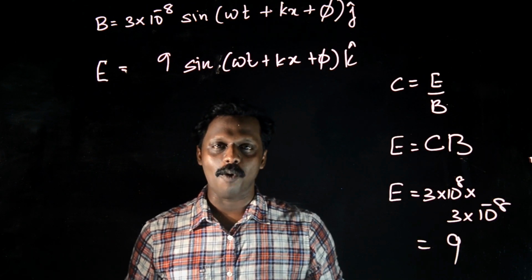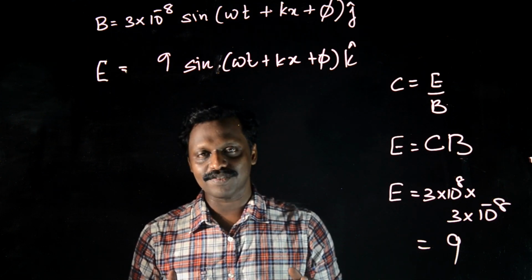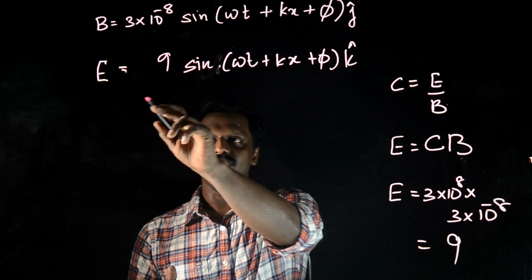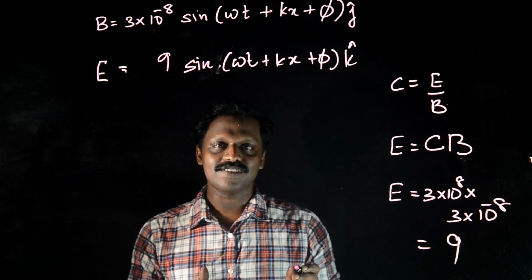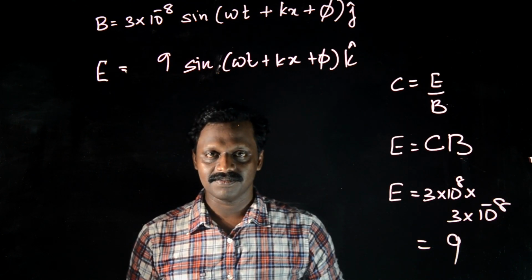Therefore, the answer is of the form E equal to E naught sine(omega t plus kx plus phi). So we have to replace E naught with 9. So E is equal to 9 sine(omega t plus kx plus phi) k cap. That is, option 2 is the correct answer.